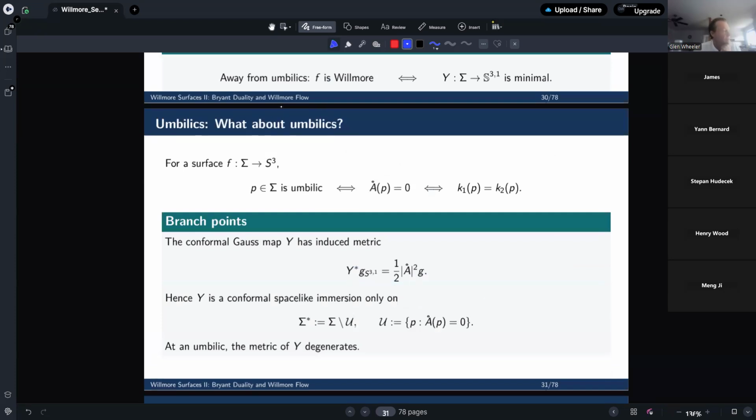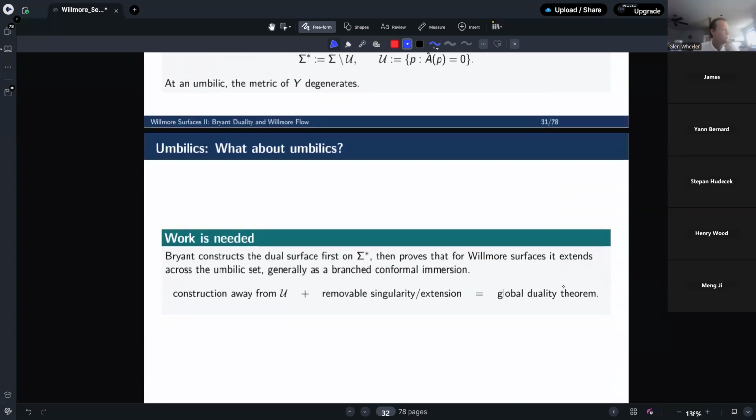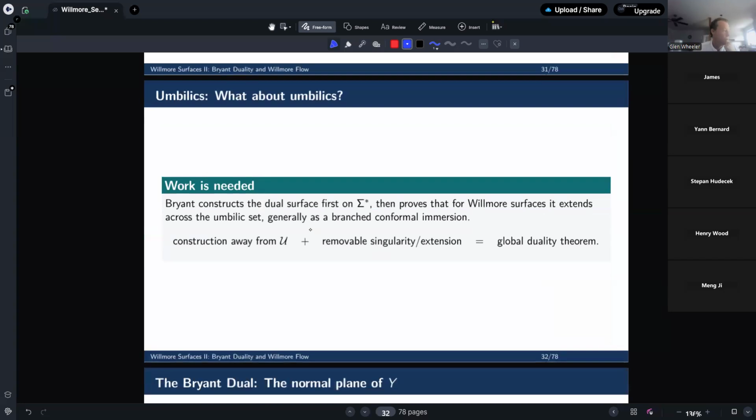With umbilics, yeah, we also talked about umbilics. So in general, you will have umbilics, especially on a sphere, but maybe not on a torus or anything like that. And when you do have umbilics, the metric degenerates, and that's why when the quartic differential doesn't vanish, you get branched immersions. Right? We're going to, yeah, you really do need some kind of removability of singularities to get a global theorem, which does come out for spheres very nicely.